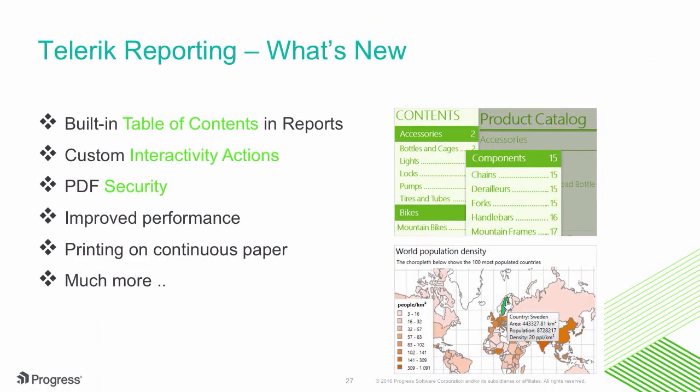So what's new in reporting in the R3 DevCraft release? Well, lots of things. First, all of your reports now get an optional built-in table of contents. It's just like Word and makes it super easy for users to navigate through the report. You get to define custom interactivity actions, that is, application logic that handles what happens when the user clicks on a certain report item in the report viewer. You get added security for your PDF reports through native and encrypted password protection. Other features include now being able to print your reports in continuous paper and performance improvements all throughout. You'll continue to be very happy with Telerik Reporting.